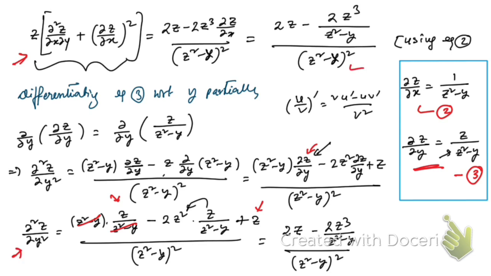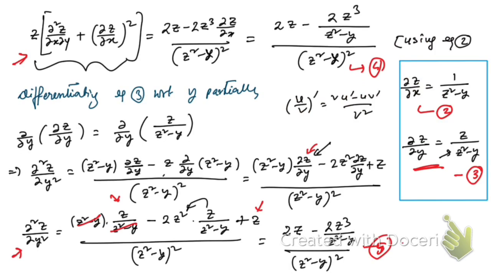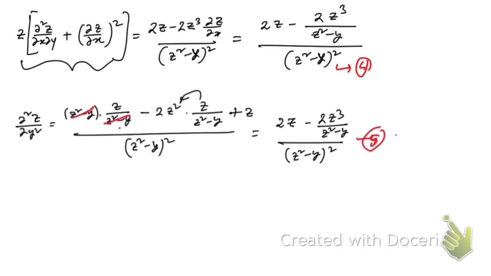So let me give this as equation number 4 and this as equation number 5, right? So from equation number 4 and 5, let me copy these two equations and let me go to a new slide. So this is the equation number 4. Let me paste the 4 here as we're going to use, and equation number 5 is this one. This is the equation number 5 we have got.